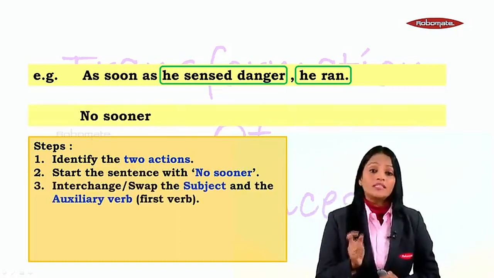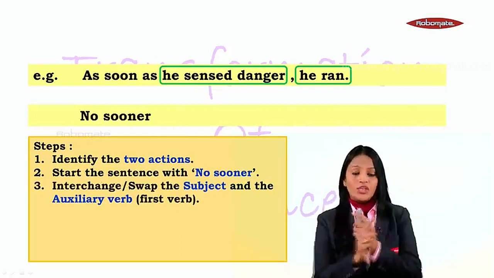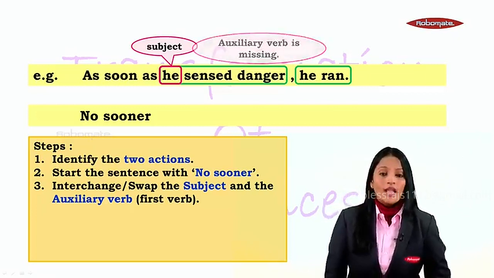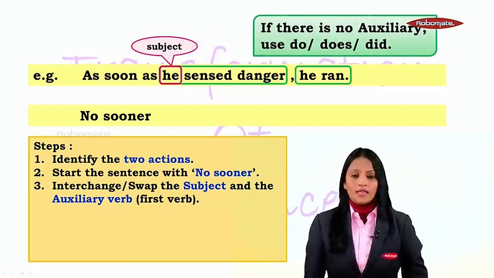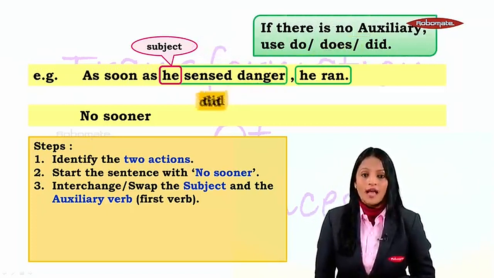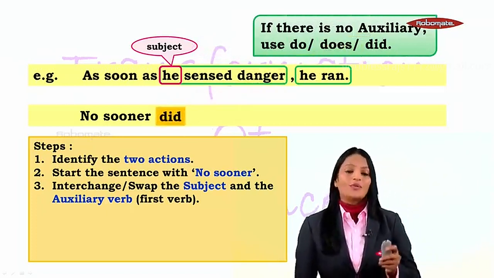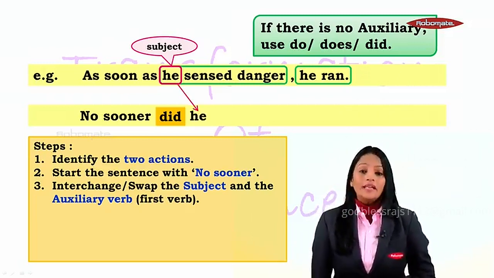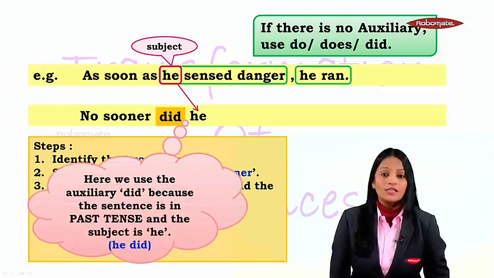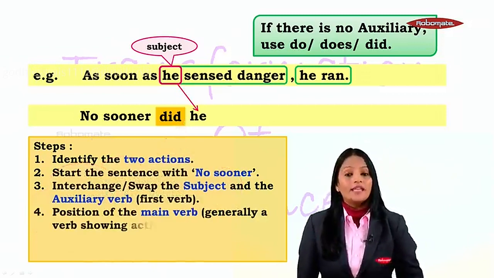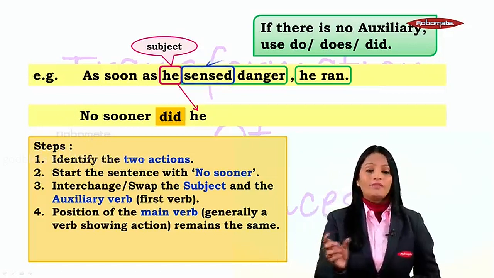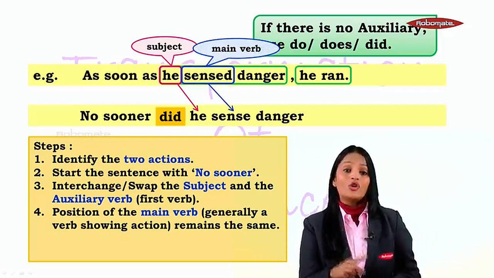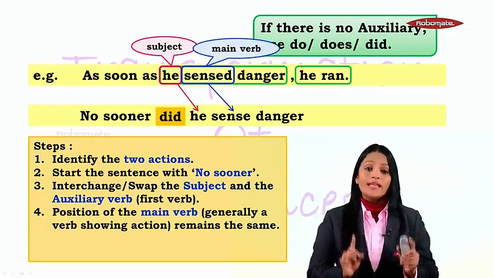Next, check out the subject and the auxiliary, because we are going to interchange both. Now, here is the subject, but there is no auxiliary. Once again, our friends, do, does, did. Now, which of these? Of course, this time it's going to be did, because the given sentence is in the past tense. So, did he, the subject is written after the auxiliary. Then we have sense here. The main verb will remain as it is. Of course, we don't say sensed because the did shows the past tense. So here we will just write sense.